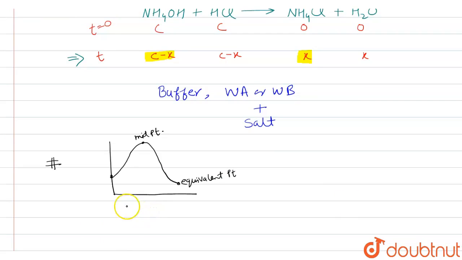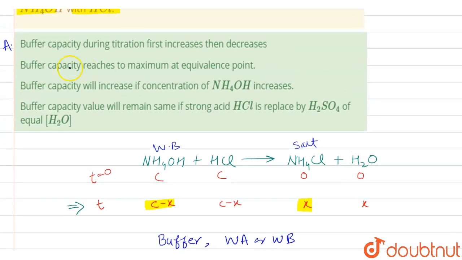And what is the x coordinate here? Concentration of acid or base, we can say that it should be strong, both should be strong. And here in this case in the y coordinate we have buffer capacity, in the x coordinate we have concentration of the strong acid or base. Alright, and here we can observe that the buffer capacity will increase first, then it will decrease at the equivalent point. So the first statement is saying that buffer capacity during titration first increases then decreases. It is correct, absolutely correct.